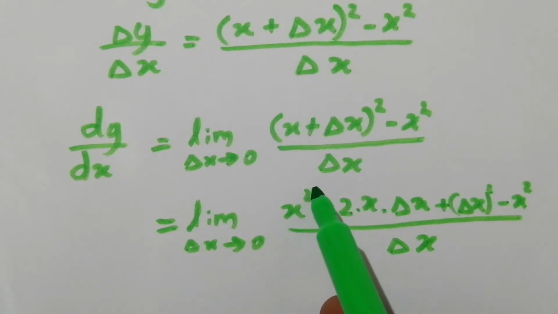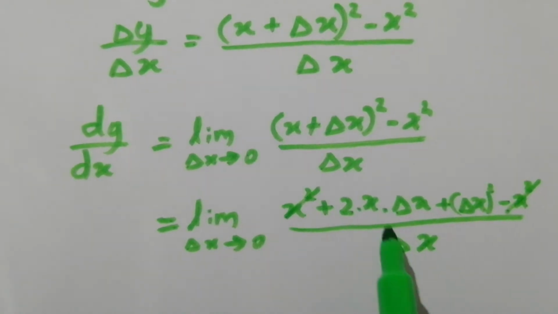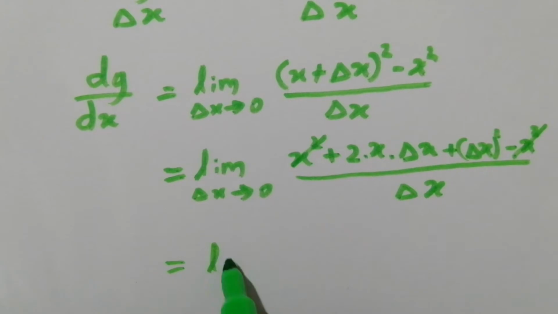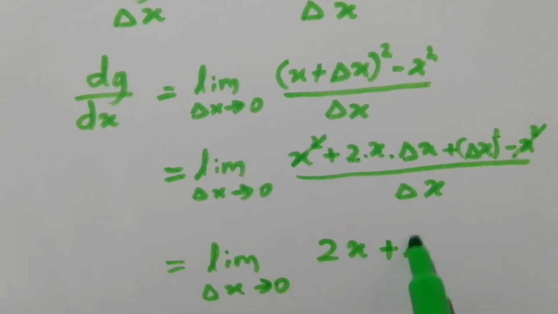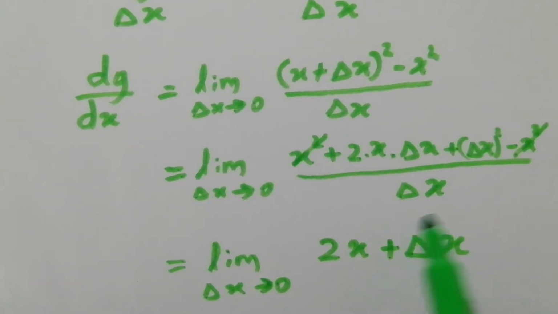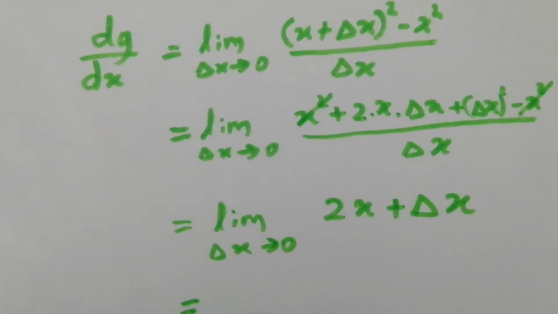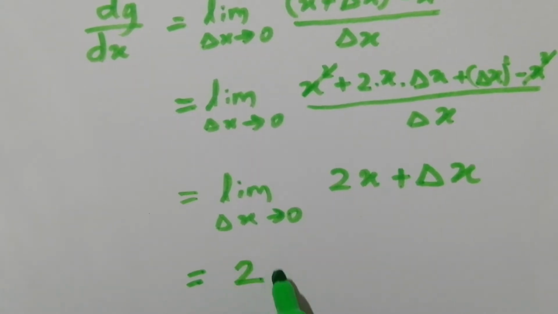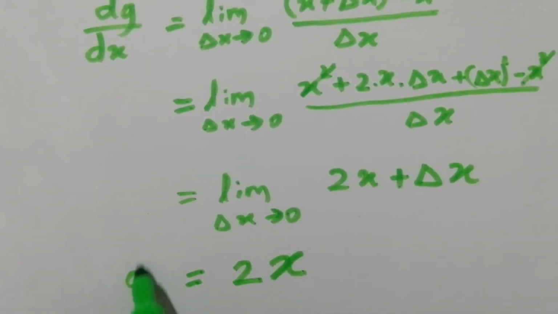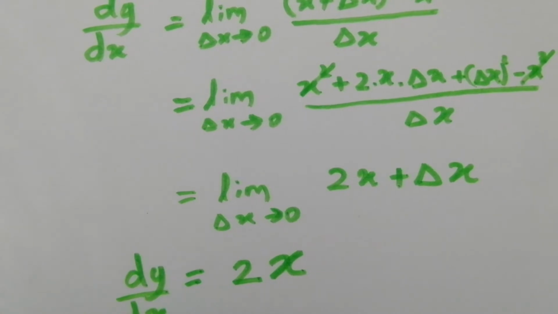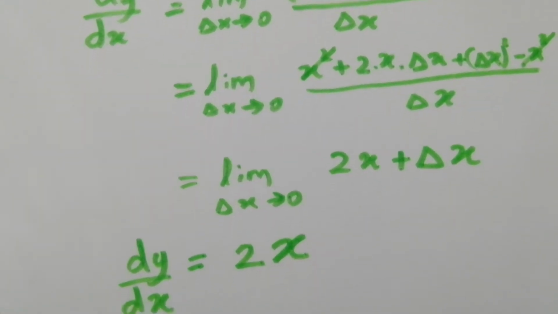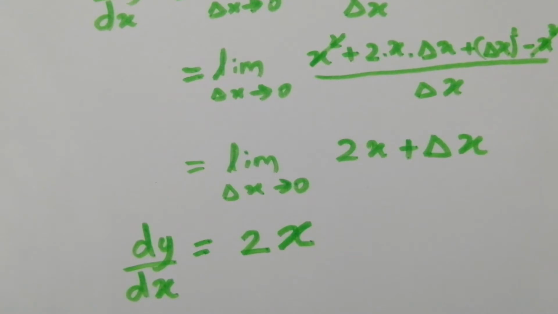Now I can simplify: plus x squared minus x squared get simplified. Then I can divide these terms by delta x. Then I am having the limit as delta x approaches 0 of 2x plus delta x. When this delta x approaches 0, the final value I am having here is 2x. By this way, we can say the differentiation of the function y equal x squared is equal to 2x.